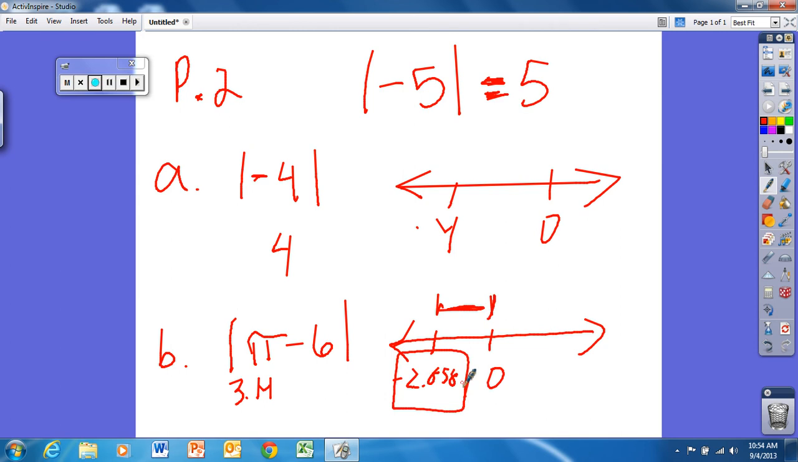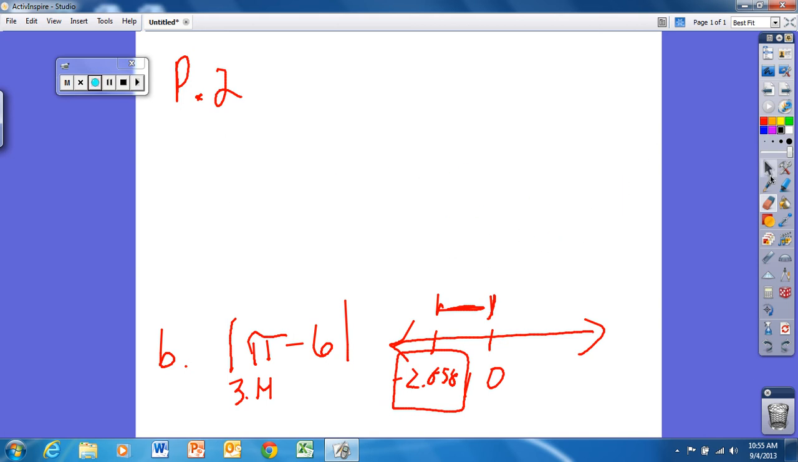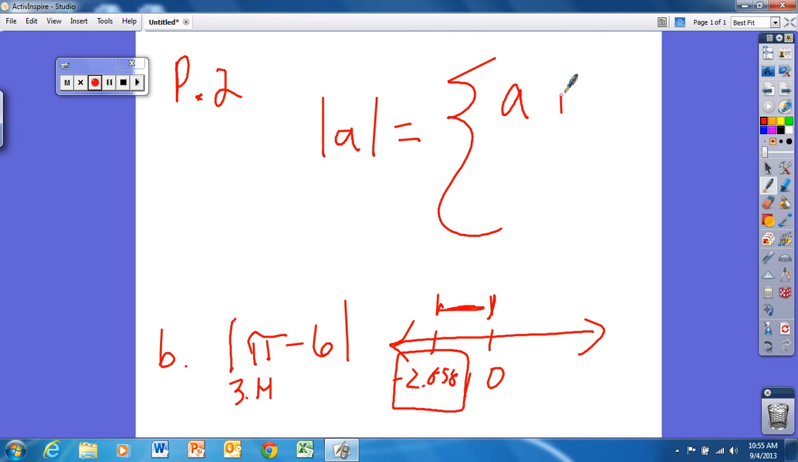But how do we describe that algebraically? Because we want it to be exact. We don't want an approximation. 2.858 is an approximation. I want to know, using this stuff, tell me exactly how far away from 0 pi minus 6 is. And the way you do that is you use this rule, which is a little bit tricky. The definition of absolute value says that the absolute value of A equals A if A is positive, and negative A if A is negative.